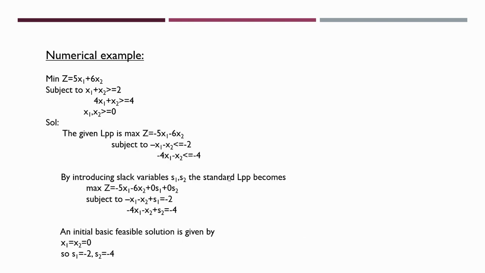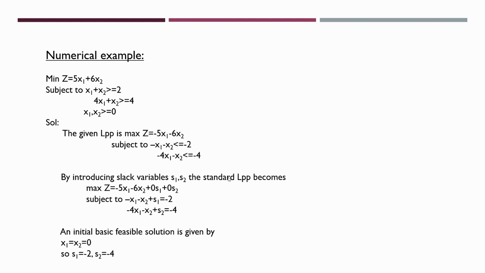Now we will see the numerical example over here. Minimize z equal to 5x1 plus 6x2. That is our objective function, and the constraints are x1 plus x2 greater than or equal to 2 and 4x1 plus x2 greater than or equal to 4, and the non-negative restrictions are x1, x2 greater than or equal to 0.